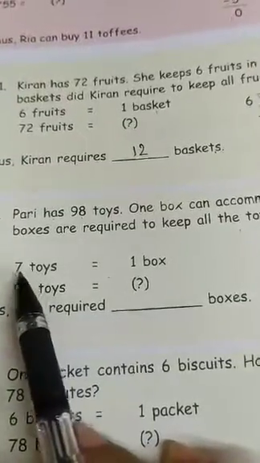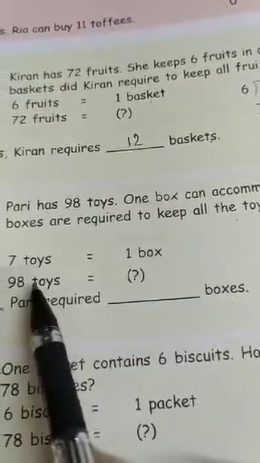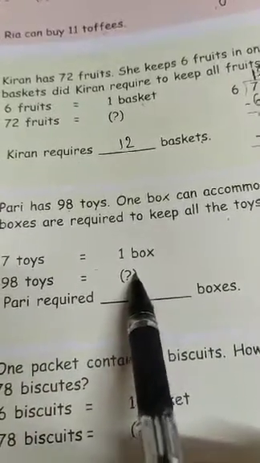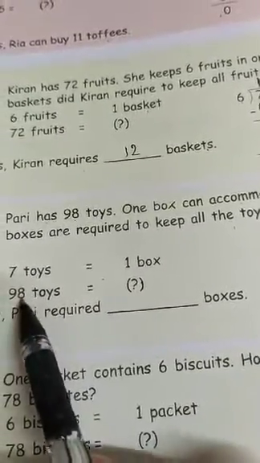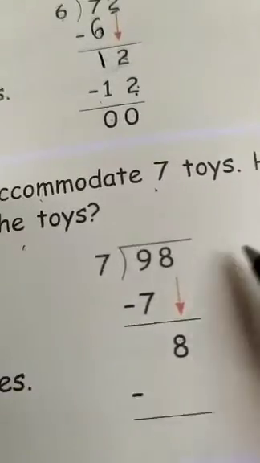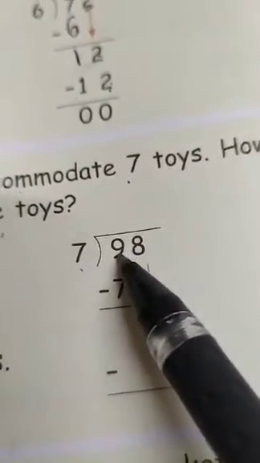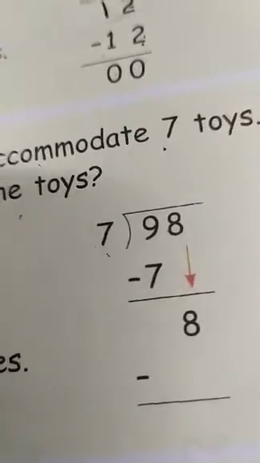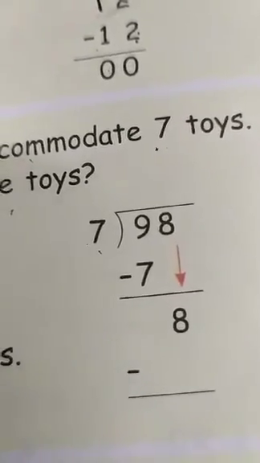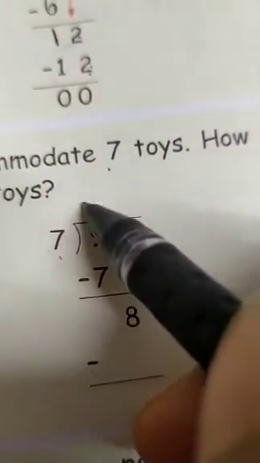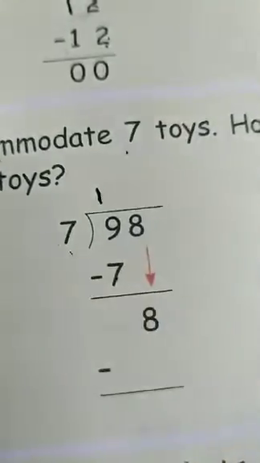So see, for 7 toys, 1 box. Then what do we find out? For 98 toys, how many boxes? Then what do we have to do? 98 divided by 7. So see, 98 divided by 7. Now, in the table of 7, is 9 there? No. We want a smaller number than 9. So which number is that in the table of 7? 7 ones are 7. So 1 comes up and this 7 comes down.